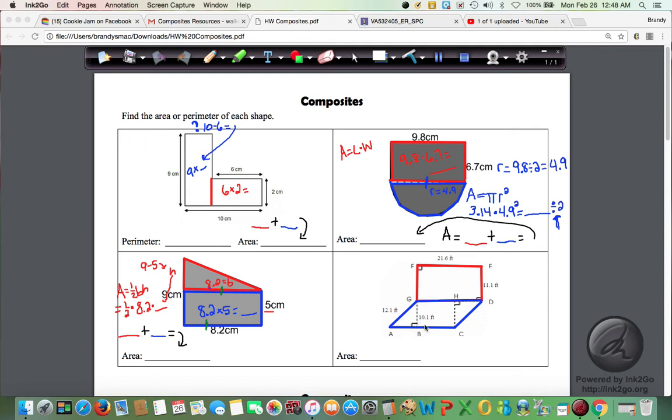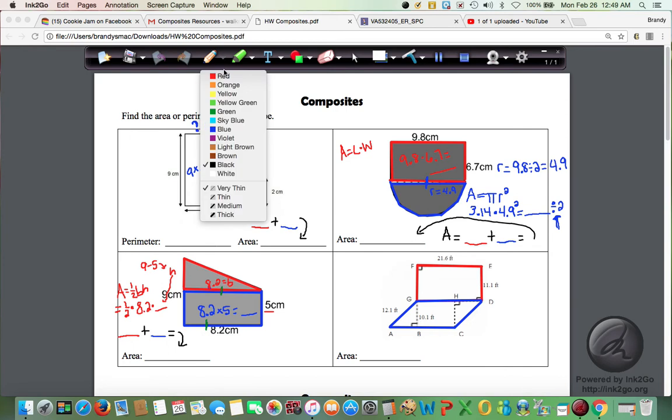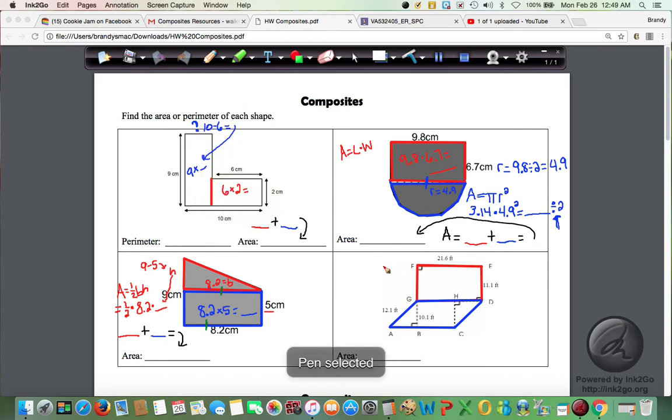So we have a parallelogram and a rectangle. Again, I'm going to start with the easiest, which is the rectangle, right? Rectangle is area equals length times width. So this is going to be 21.6 times 11.1. That's it. So that's pretty easy.